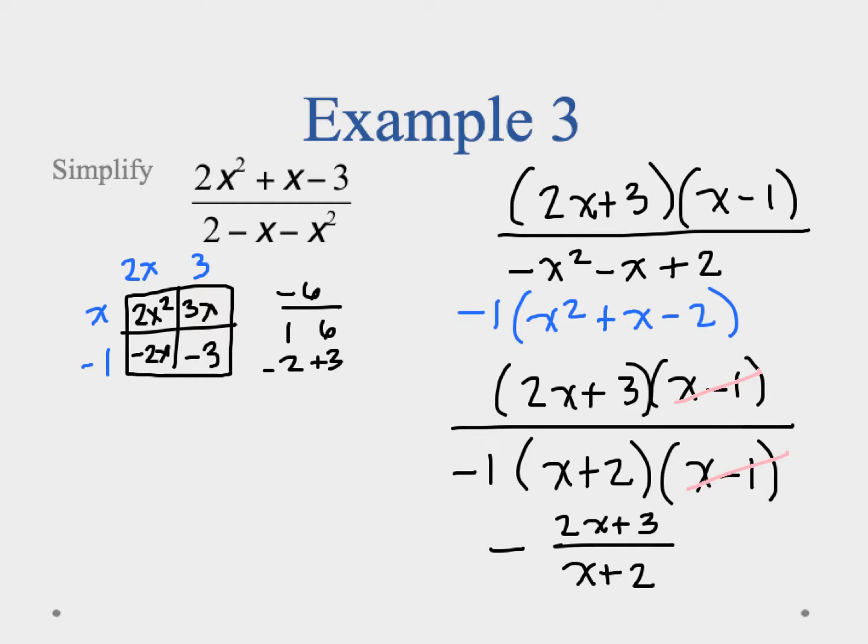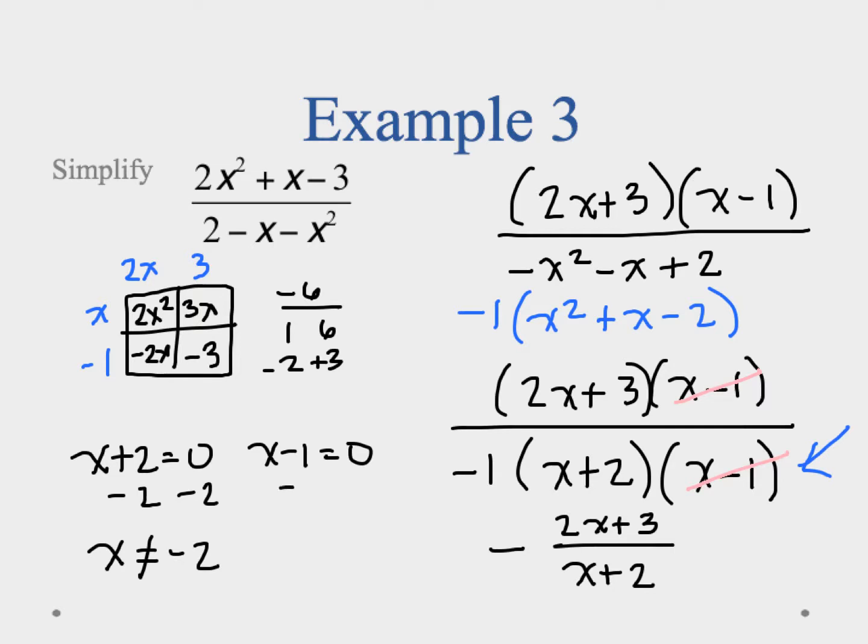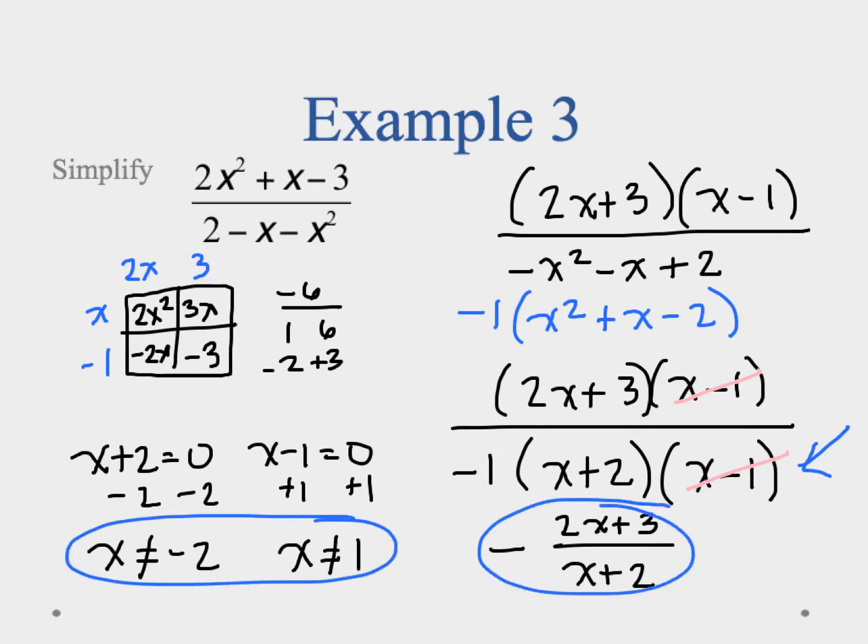Now I need to look back, before I crossed anything out, at what my x's cannot be. So I have x plus 2 equals 0, x minus 1 equals 0, subtract 2. So x cannot equal negative 2, and x cannot equal positive 1. And that is my final answer.